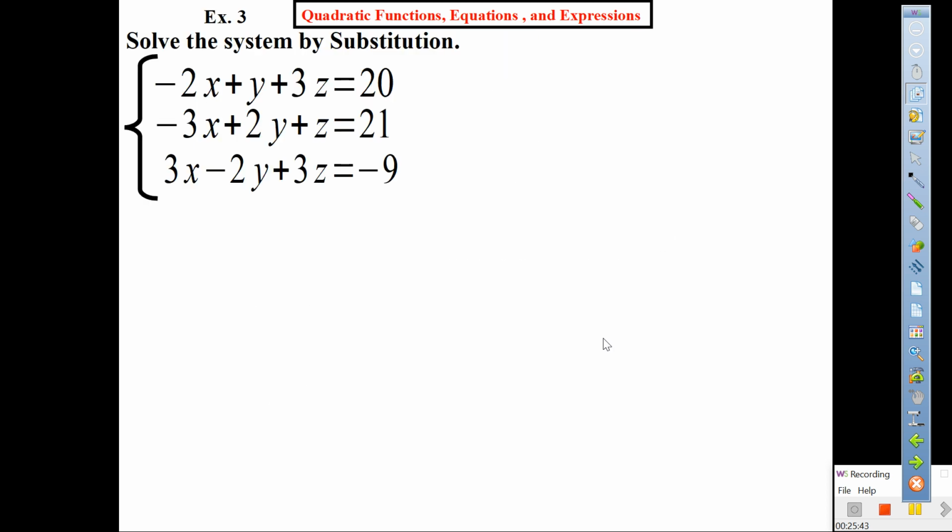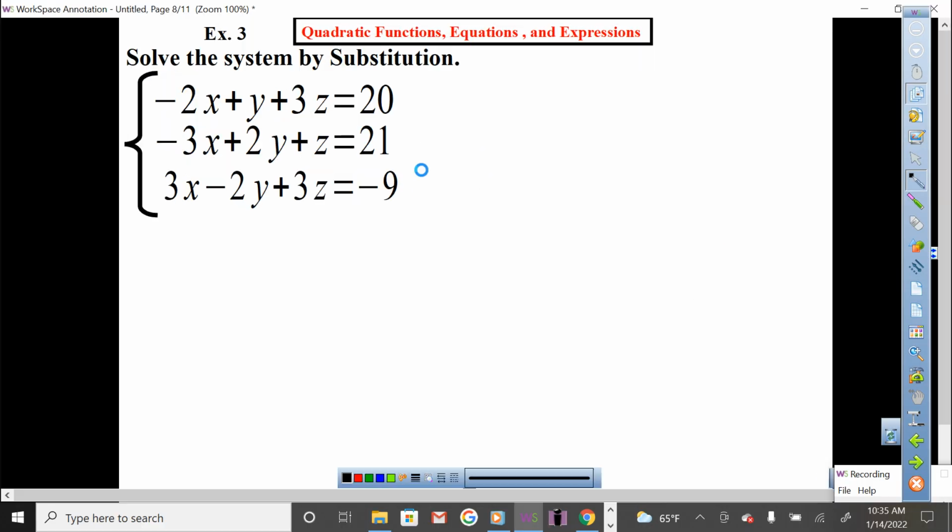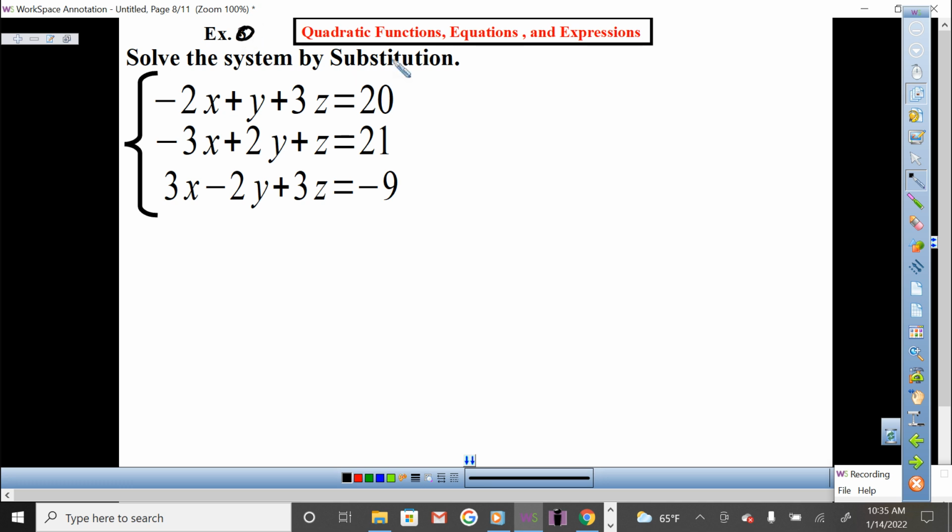Example 3. We're gonna call this example Q. And we're not gonna solve by substitution. We're gonna use what? Elimination.